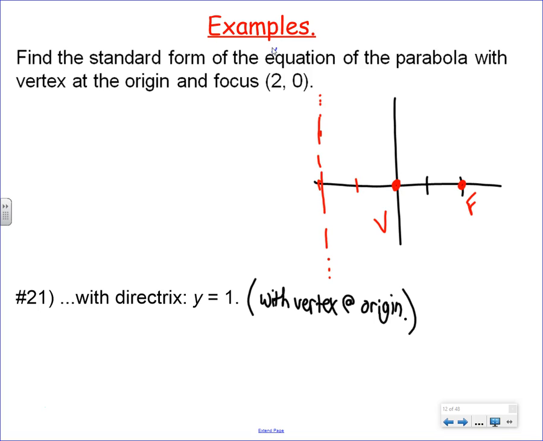What's the only way the parabola can be facing to make all of that true? It has to be going to the right. So now if the parabola is going to the right, now it's time for my brain to figure out, okay, what kind of standard form am I using?